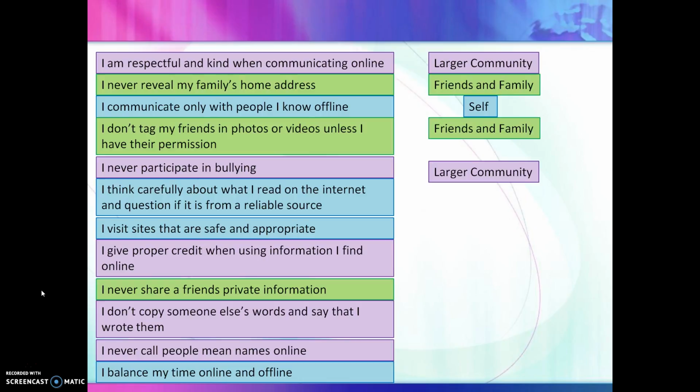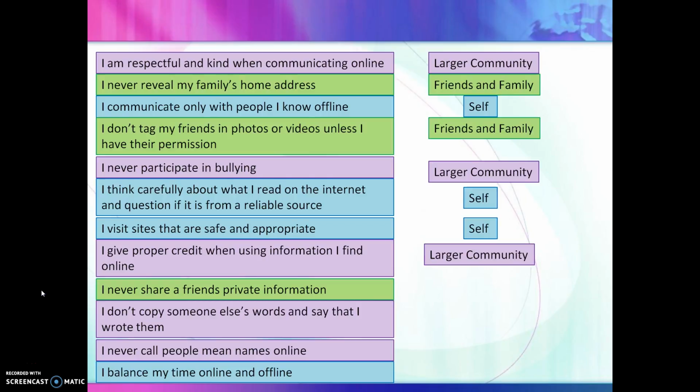I think carefully about what I read on the internet and question if it is from a reliable source. That one belongs to yourself. I visit sites that are safe and appropriate. That one also belongs to yourself. I give proper credit when using information I find online. That one belongs to a larger community.